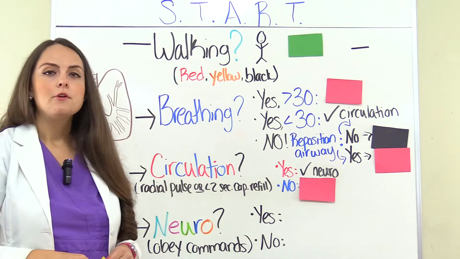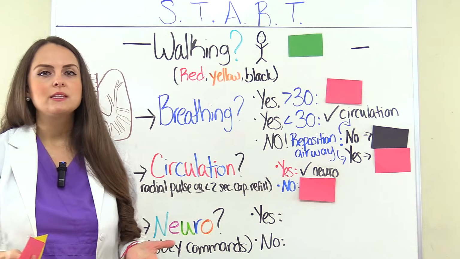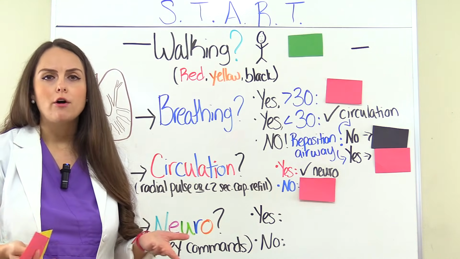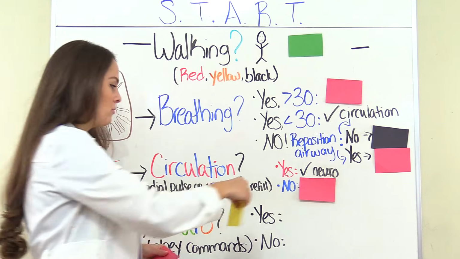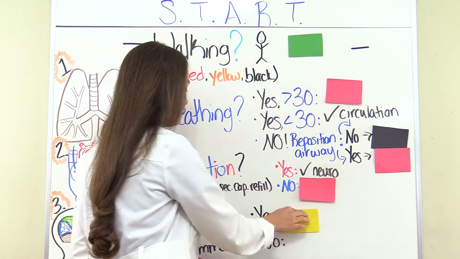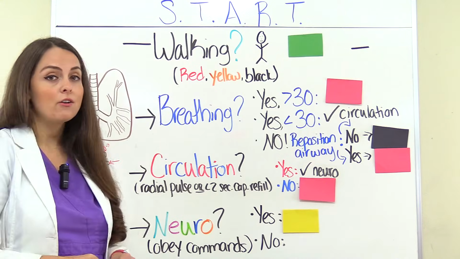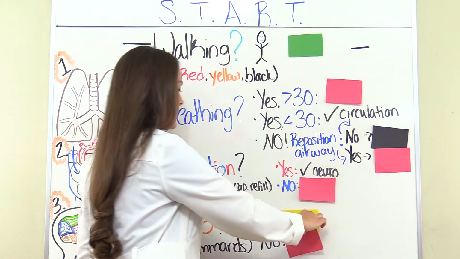Then we're going to look at their neuro/mental status. What you're going to do with this is see if they can obey or follow your commands. If they can do that, they will be tagged yellow. But if they cannot do that, they will be tagged red.